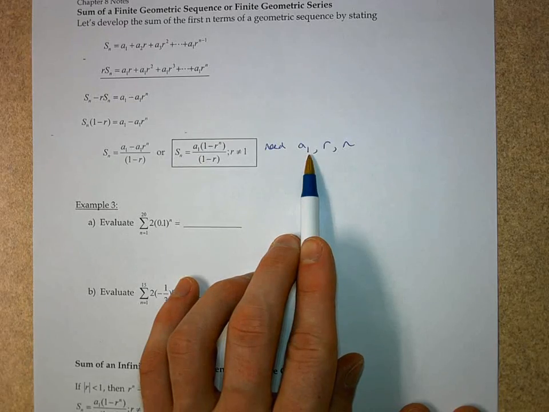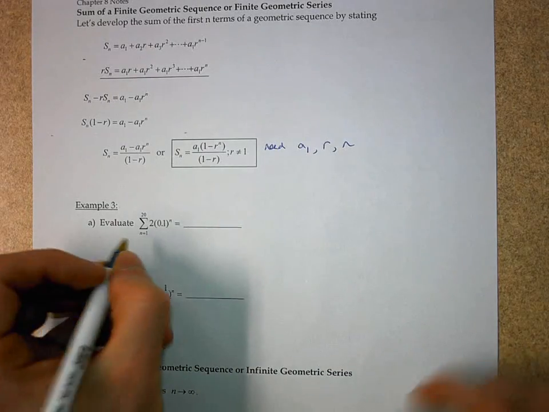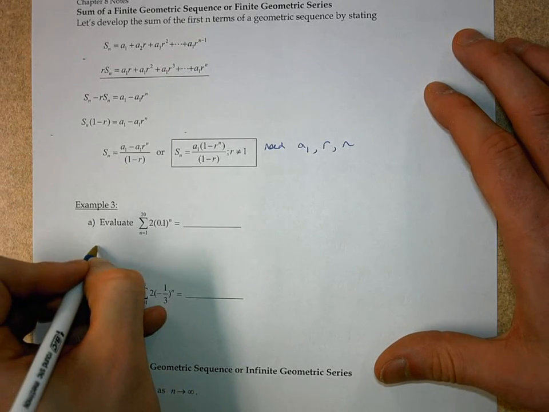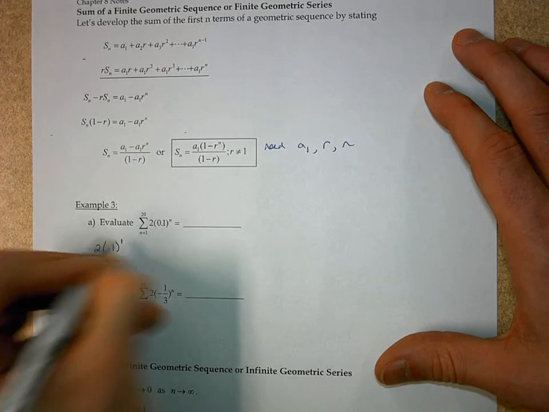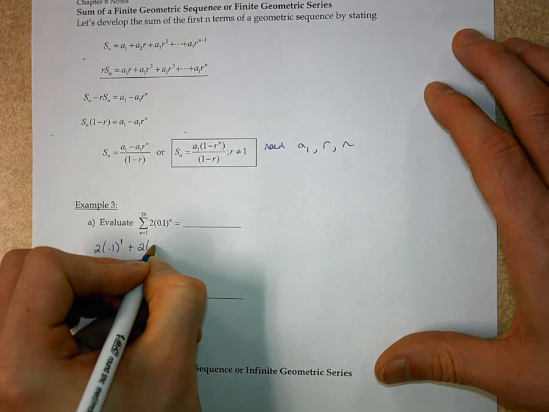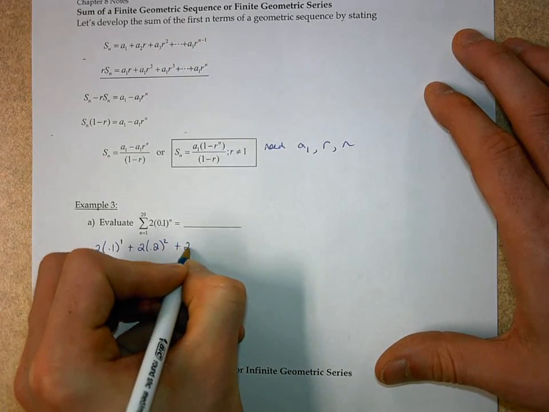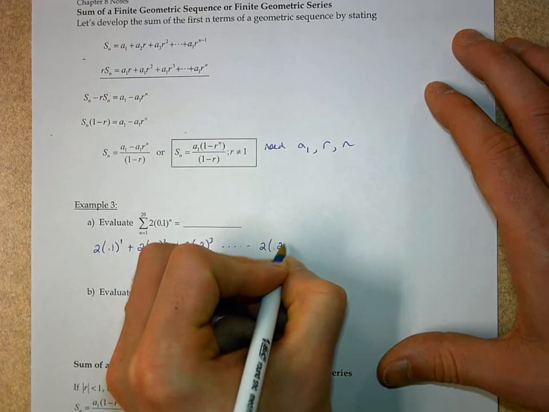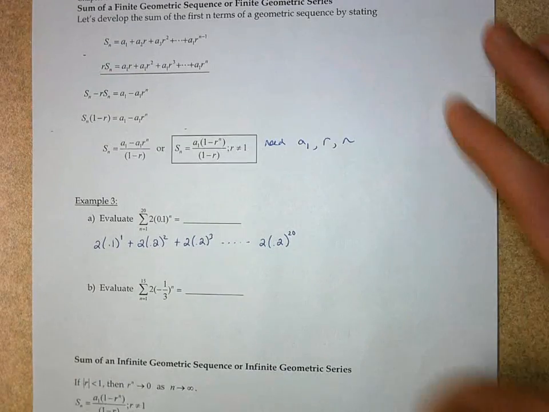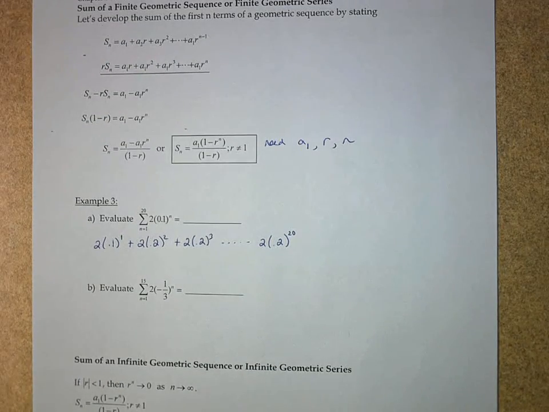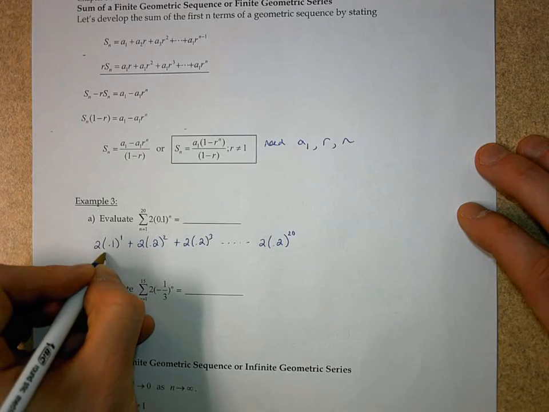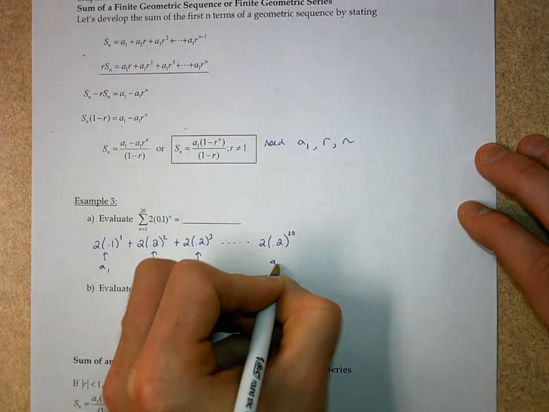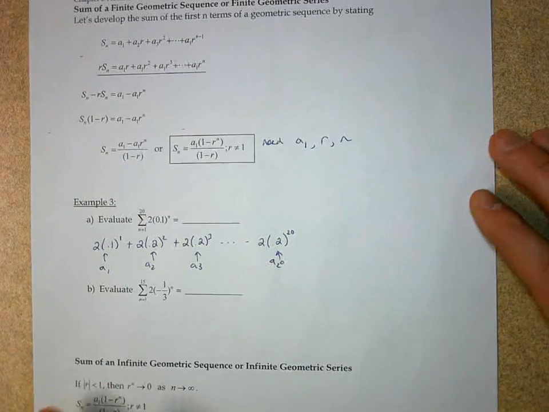I need to find a sub 1. And the way I get a sub 1 is I plug 1 into my original. So this formula, if I were to work it out the old way, would be 2 times 0.1 raised to the first plus 2 times 0.1 squared plus 2 times 0.1 cubed, all the way up to 2 times 0.1 raised to the 20th. This first piece right here is a sub 1. The second part is a sub 2. The third part is a sub 3. All the way through a sub 20.